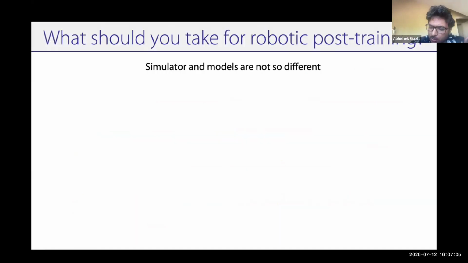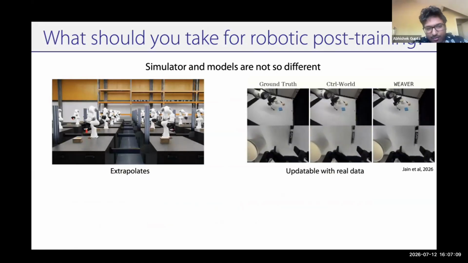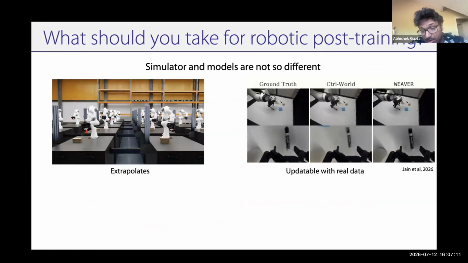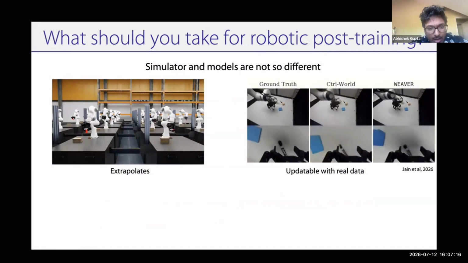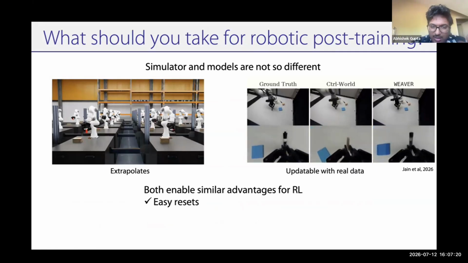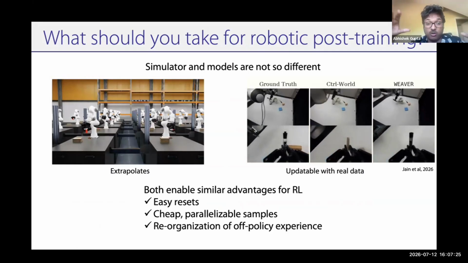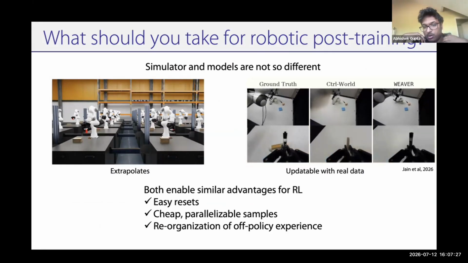Okay, so maybe some last takeaways here: a simulator and a dynamics model are really not that different, right? A simulator maybe extrapolates a bit better. A dynamics model can be easily updated as you get more real data. But both of them have an advantage for RL post training because they give you easy resets, they give you cheap parallelizable samples, and they allow you to reorganize your off policy experience. And the important thing is that doing that makes RL shine, in that it puts it in a setting where your variance can be reduced.